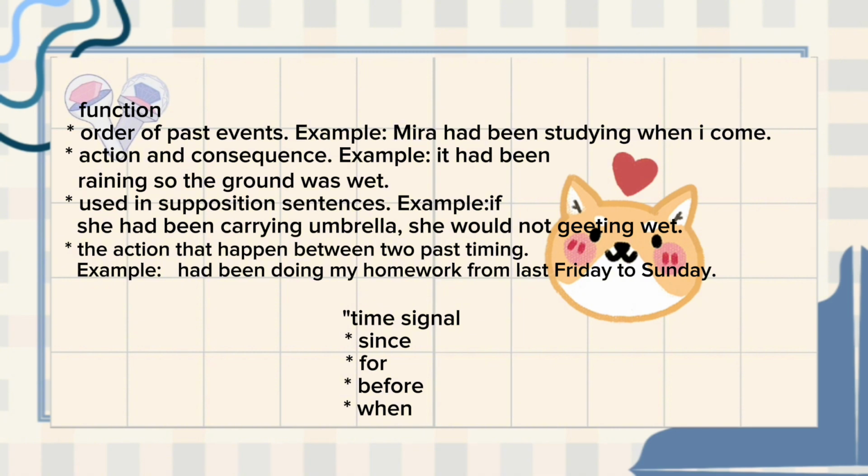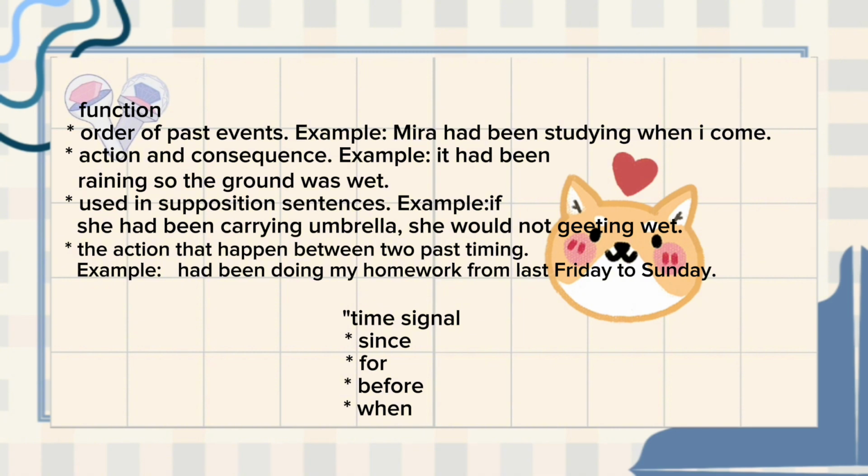The second is action and consequence. For example, it had been raining, so the ground was wet. And the third function is used in supposition sentences. For example, if she had been carrying an umbrella, she would not have gotten wet. Or we can call this conditional sentence type 3.